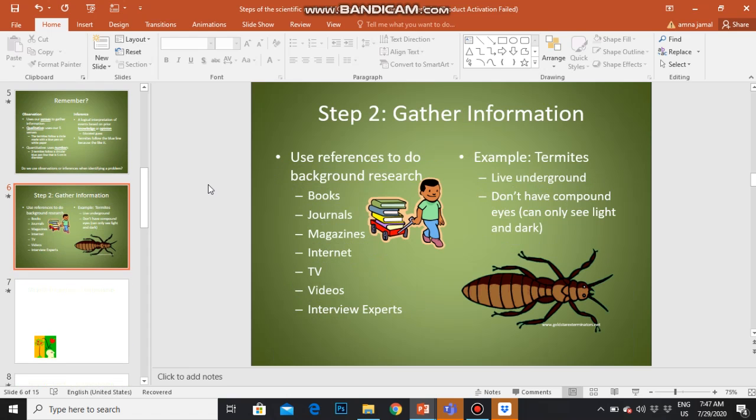After this, ladies and gentlemen, the next step is that we need to gather information. So use inferences to do background research: books, journals, magazines, internet, TV, videos, interview experts. Example: termites live underground, don't have compound eyes, and can only see light and dark.